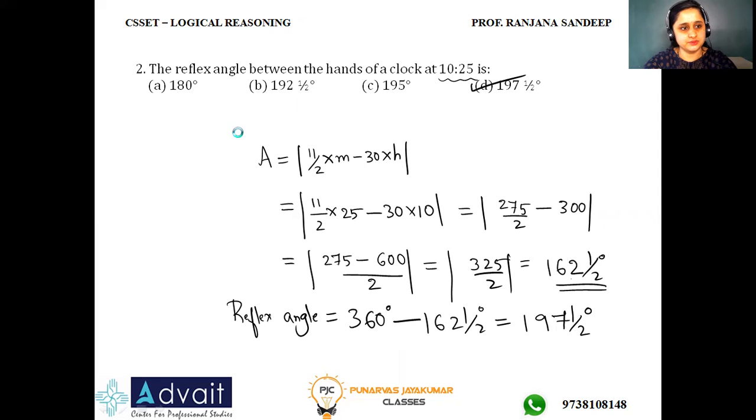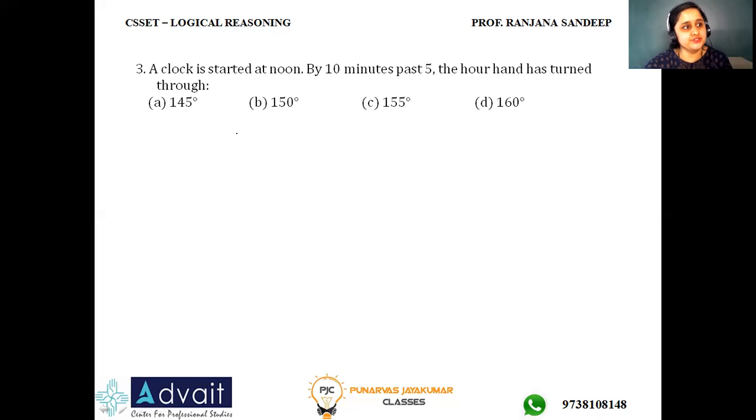So next, problem number 3. A clock is started at noon. This is the original time. A clock is started at noon by 10 minutes past 5. What do you mean by 10 minutes past 5? It is 5:10. So the time given is 5:10.